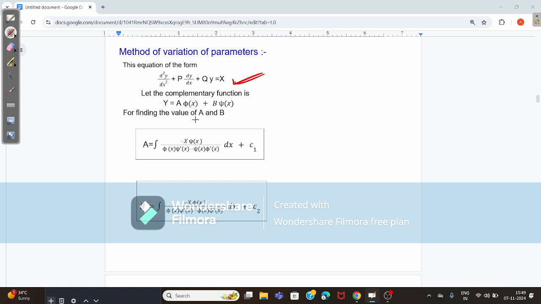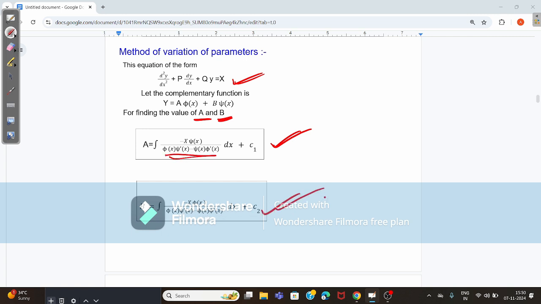For finding the value of a and b, we have to integrate minus x psi of x divided by phi of x psi dash of x minus psi of x phi dash of x dx plus c1 for finding the value of a. For finding the value of b, minus x phi of x divided by phi of x psi dash of x minus psi of x phi dash of x into dx plus c2.